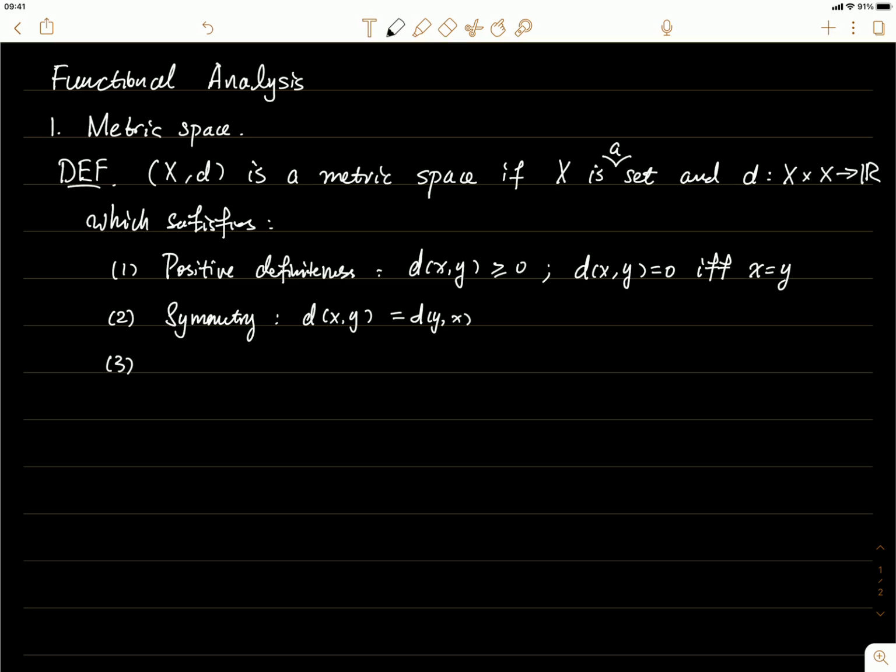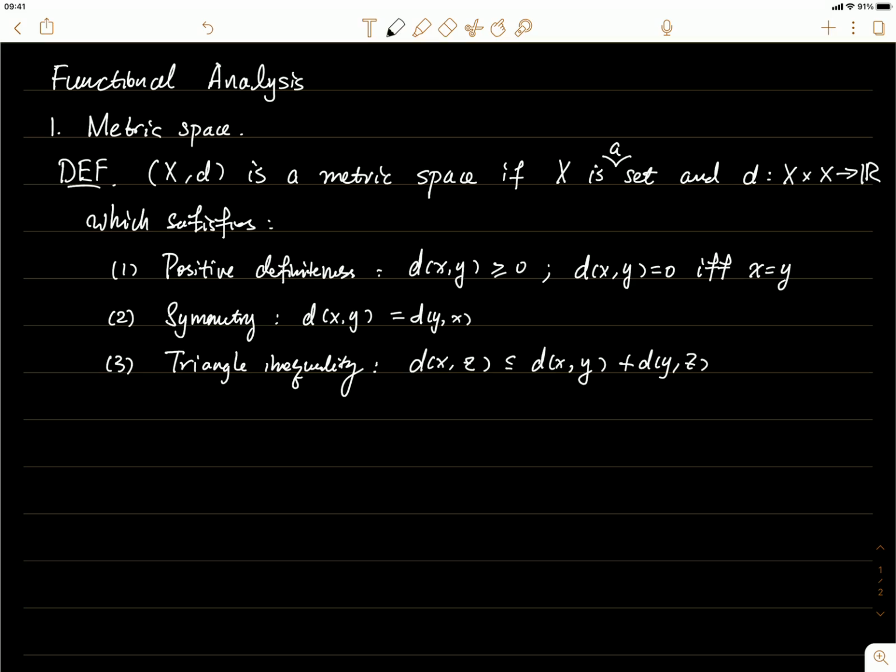And the third one is called the triangle inequality. And this is that for any 2 points, x and z, the distance between them is less than or equal to the distance between x and y plus the distance between y and z.